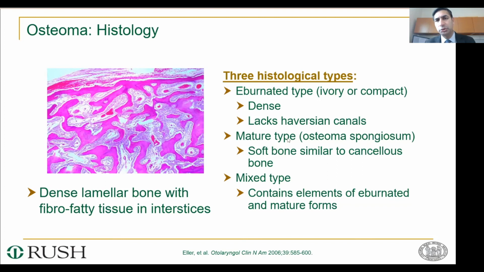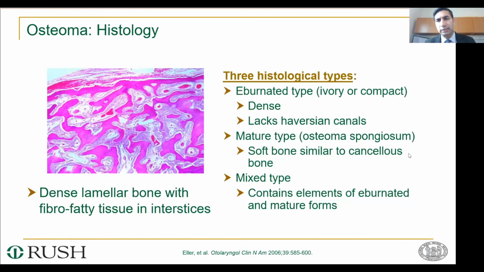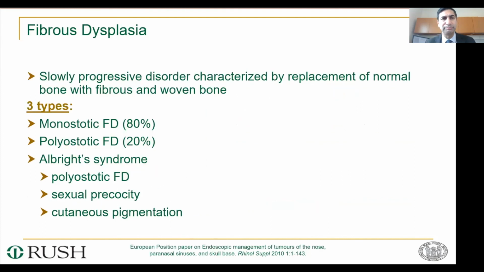You can have the mature type, or the osteoma spongiosum, like you see here. And in this case, this is a softer bone, very similar to cancellous bone, or you can have a mixed type, which can contain elements of both the eburnated and mature forms.